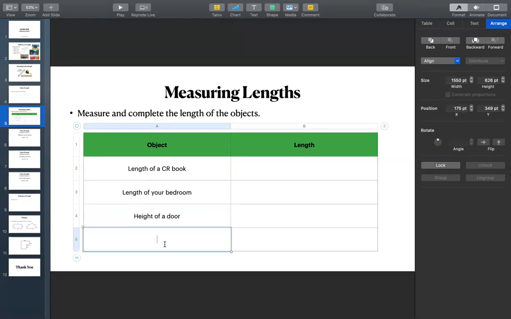Oh, you have to draw this and you have to find the length. Height of a door and width of the table.